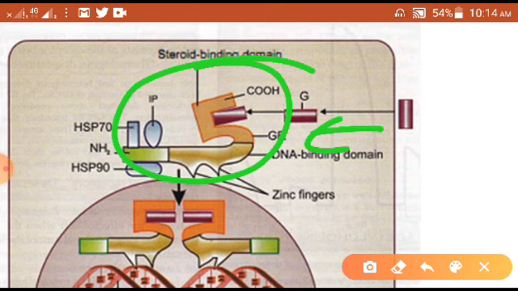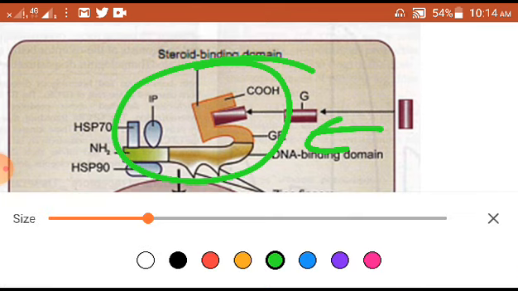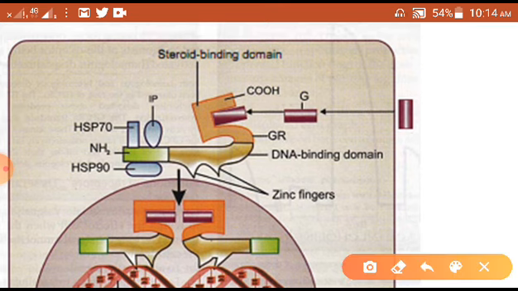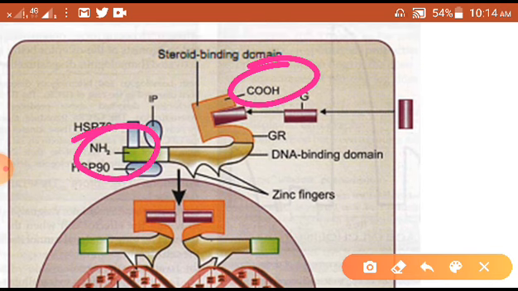This structure has various parts in it. This particular part is called the steroid binding domain, meaning the steroid is going to bind on this unit. This steroid binding domain has the carboxylic end here, and the other part is always the amino end. So at the carboxylic end, the steroid binding site is available where the steroid will bind.